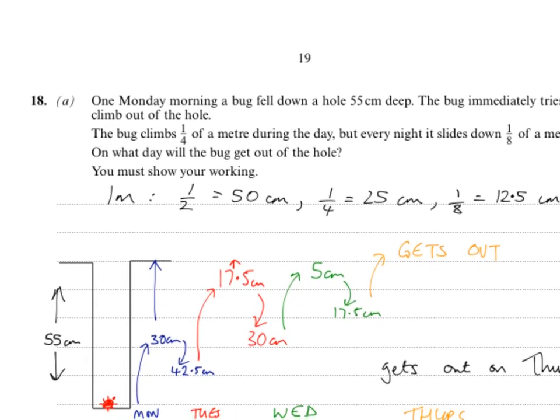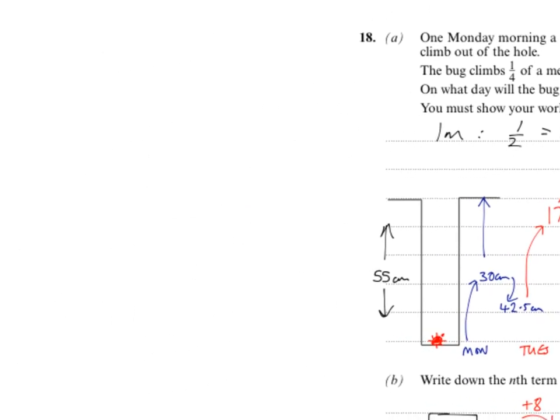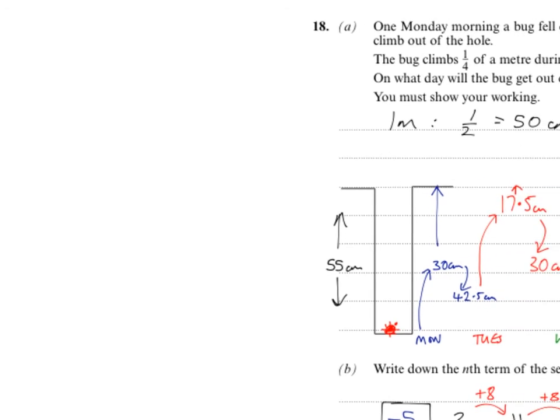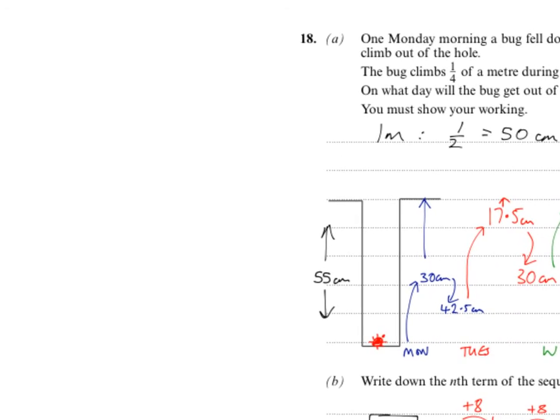So, here we go. This is our hole first of all. There's our bug. On the Monday, in the day, he jumps up 25 centimeters. He's got 30 left to go. Then in the night, he slides down 12.5, so he's 42.5 centimetres away. On the Tuesday, he climbs up another 25 centimetres, but only reaches 17.5 centimetres. That's how much he's got left to go.